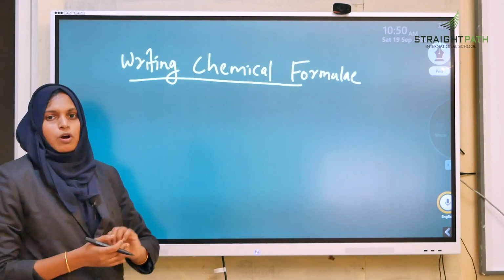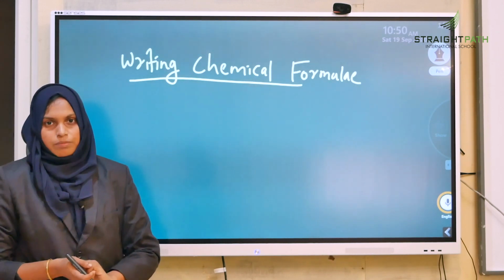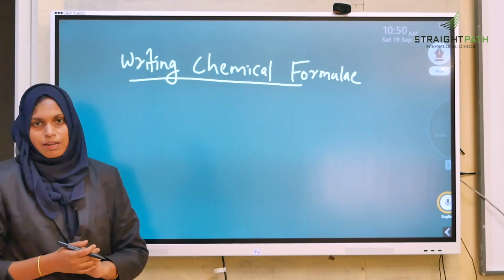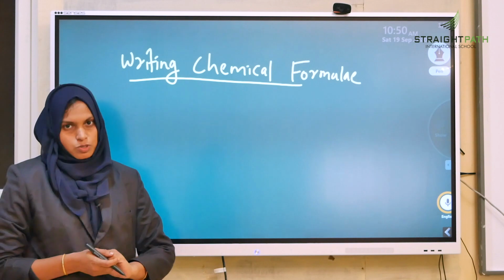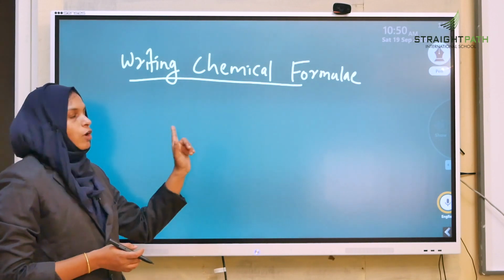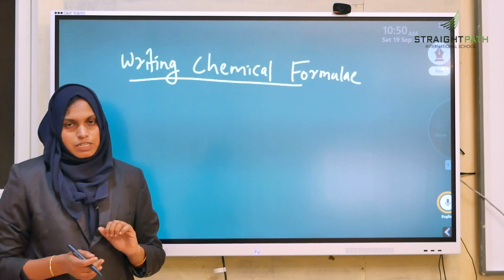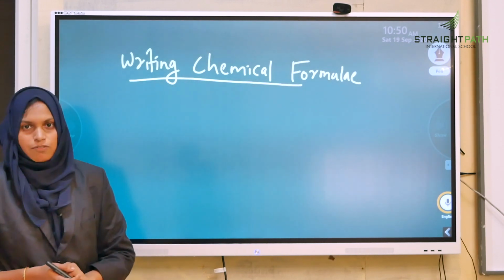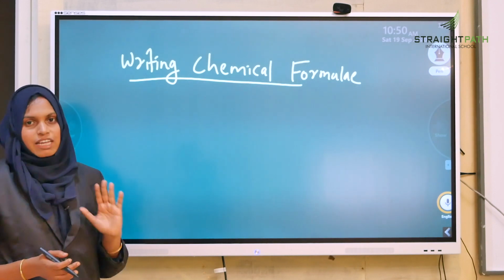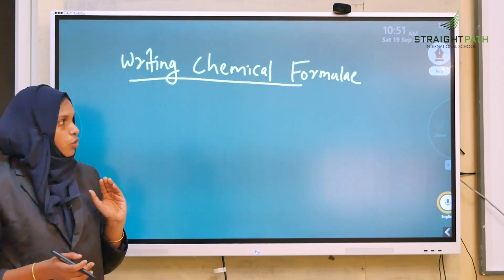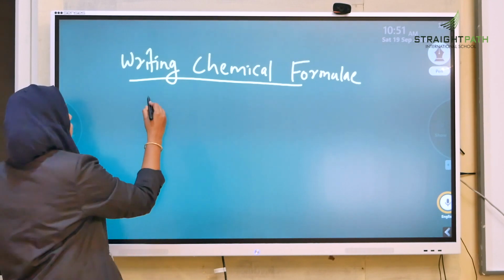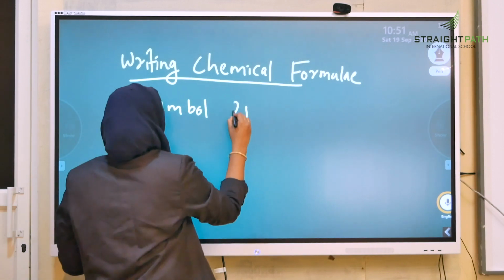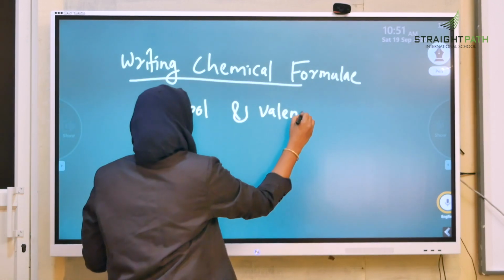Next we can discuss writing chemical formulas. A chemical formula is the symbolic representation of a compound's composition. As we already learned the symbols of atoms, we use the symbols to represent the chemical formula. In order to write the chemical formula, we have to know the symbol and also the valency of the atom.